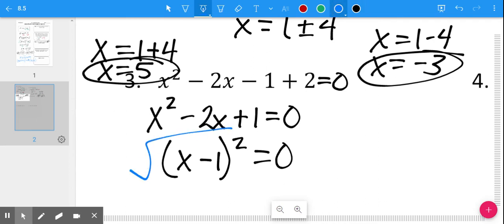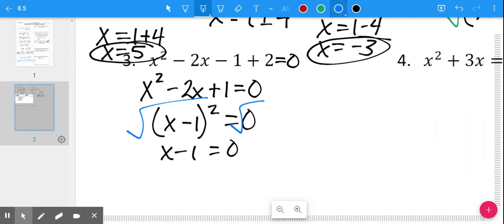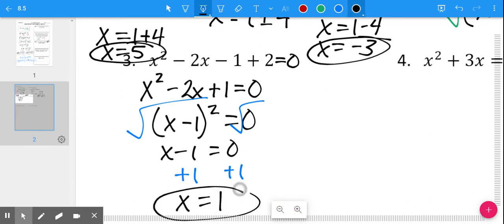So when we take the square root of each side, we have x minus 1 equals 0. So when you add the 1 to both sides, because you can't have a positive 0 and a negative 0, we have x equals 1. That means our parabola only hits the x-axis in one place. So if we looked at that on our graph, it would hit that x-axis in that one place.